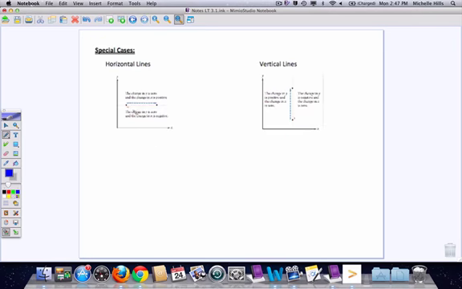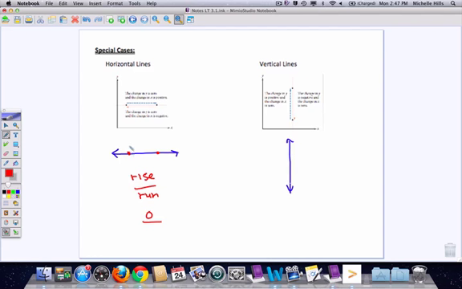Now our two special cases are our horizontal line and our vertical line, which means we also have two special slopes. If you think about a horizontal line in terms of rise over run, if I'm picking any 2 points on this line, there is no rise. It doesn't move vertically at all, so my rise is 0. Now my run is some non-zero number.